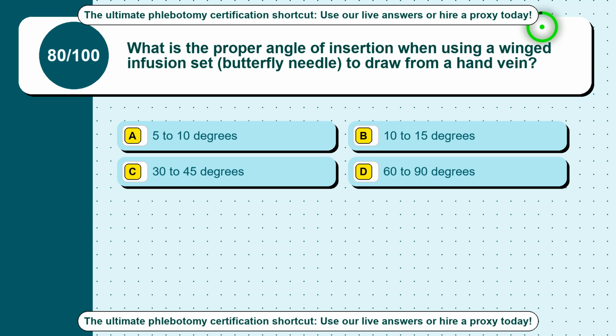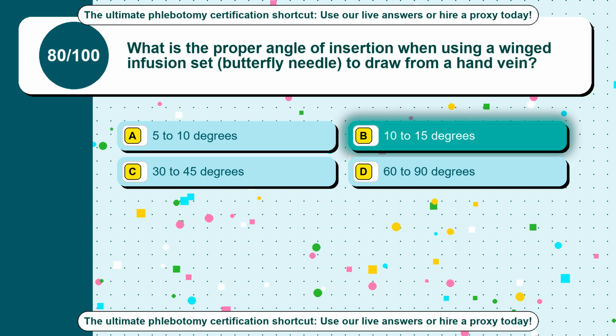Question 80. What is the proper angle of insertion when using a winged infusion set, butterfly needle, to draw from a hand vein? Option A, 5 to 10 degrees. Option B, 10 to 15 degrees. Option C, 30 to 45 degrees. Option D, 60 to 90 degrees. The correct answer is option B, 10 to 15 degrees.